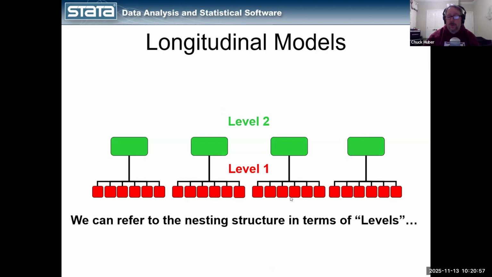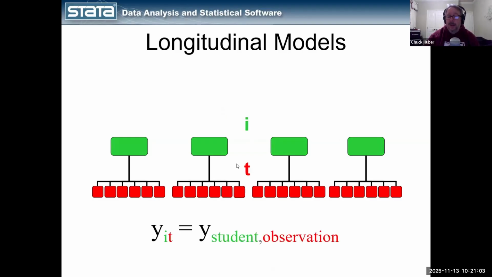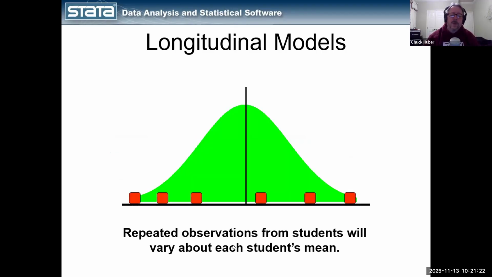So we will go back through this again and refer to level 1 as the repeated observations. Level 2 is now the students, and I can index these just like I did before, except that I'm going to change to the letter T just for fun to remind us that T is like time. So I have the tth observation measured on the ith student. Okay. So now student is the second level and the repeated observation is the first level.